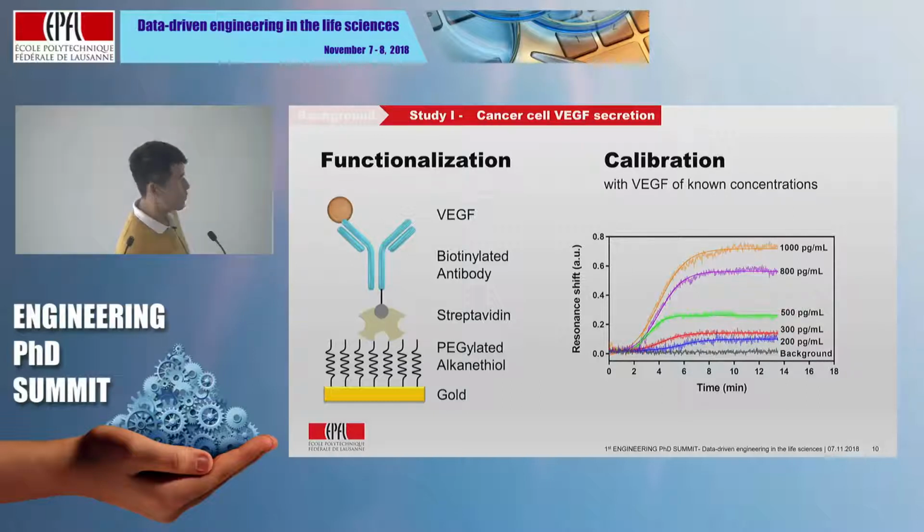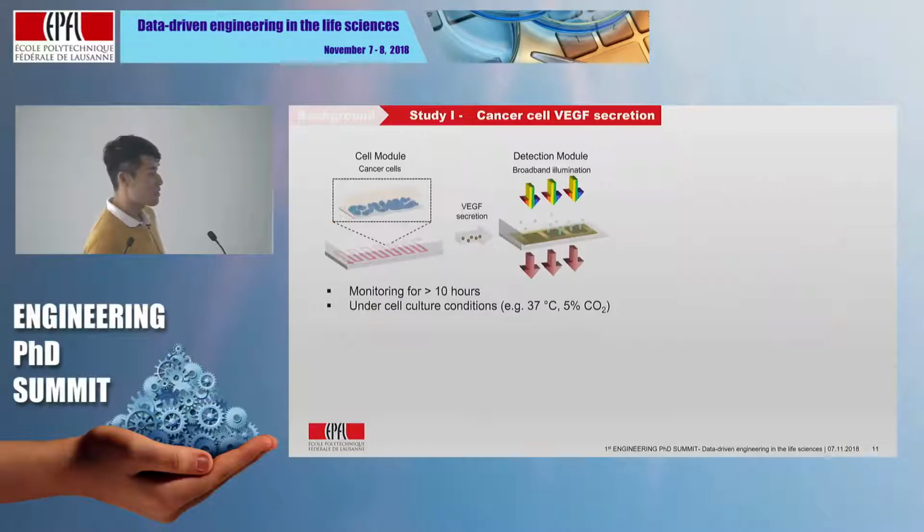So here, before the real analysis, we need to calibrate the biosensor by injecting VEGF of known concentrations onto the sensor surface. As you can see here, with the concentration increasing, we have an increasing optical signal. And we can detect as low as 200 picograms per milliliter of VEGF. It's quite sensitive.